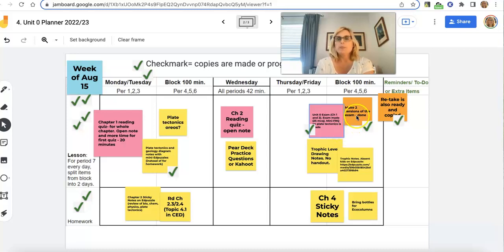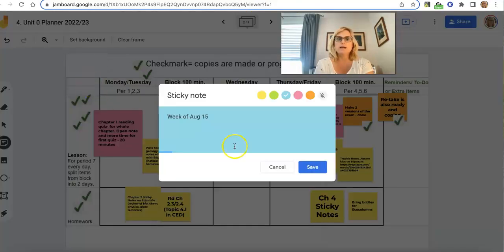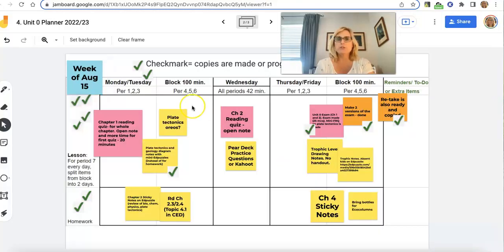I have notes to myself, so the nice thing about Jamboard is that all I have to do every year is change my dates, and I can reuse it for the next year and then switch around things that change from year to year. But I make myself notes like make 2 versions of the exam, and I've already told myself I already did that. I had time to do it before school ended, and I also had time to make a retake.